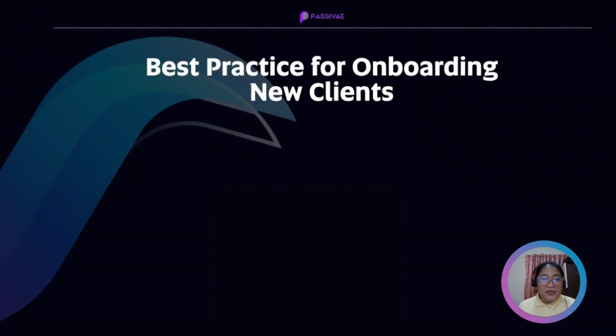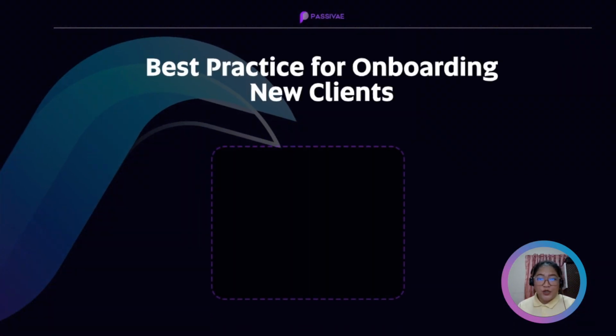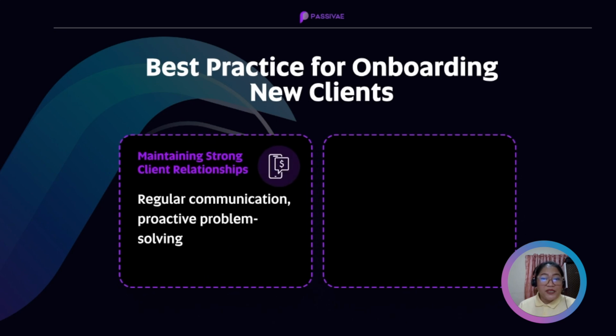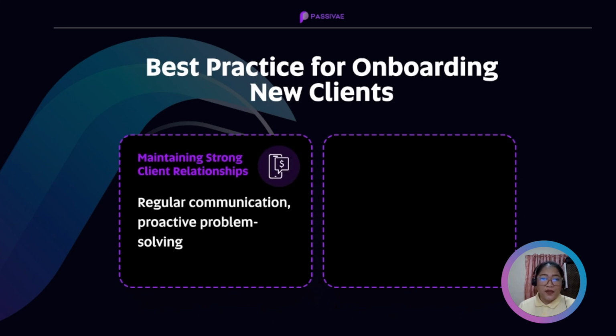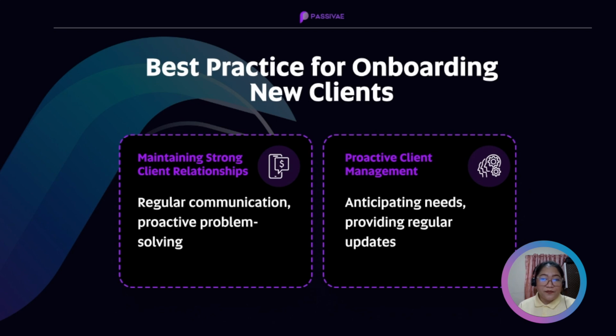Moving on to our next agenda item, managing ongoing client relationships. We have strategies for maintaining strong client relationships. Number one, regular communication. Keep in touch with your clients through regular check-ins. For example, schedule monthly review meetings to discuss progress, address concerns, and plan for the future. Number two, proactive problem solving. Address potential issues before they become problems. If you notice a trend or potential roadblock, bring it up with the client and discuss possible solutions before they escalate.